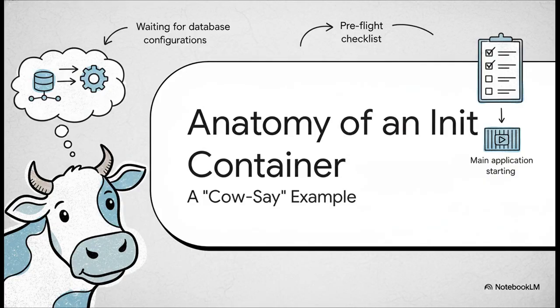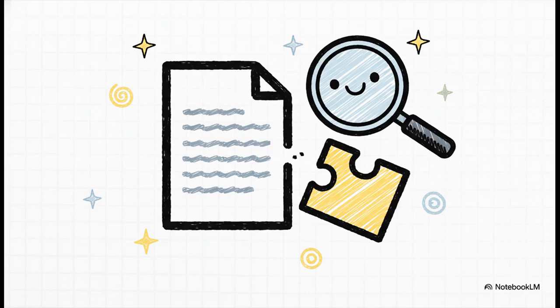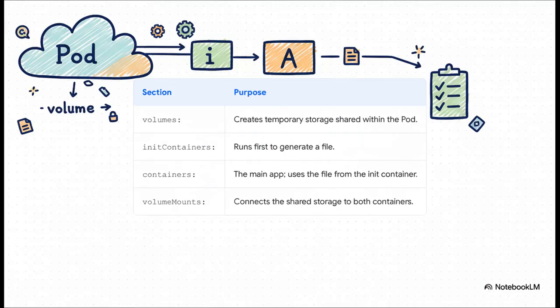Okay, theory's great, but let's actually see what one of these looks like in the wild. We're going to break down the anatomy of an init container using a talking cow example. It sounds silly, but it's a really clear way to see how all the pieces fit together. So yeah, we're going to look at a real Kubernetes YAML file. But don't worry, we're going to walk through it piece by piece. The goal here isn't to become a YAML guru, but to just understand how these different parts work together to make the magic happen.